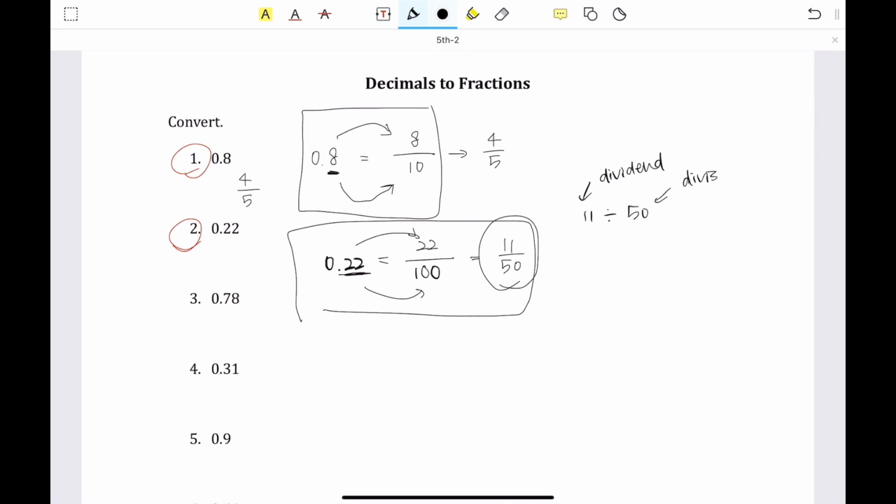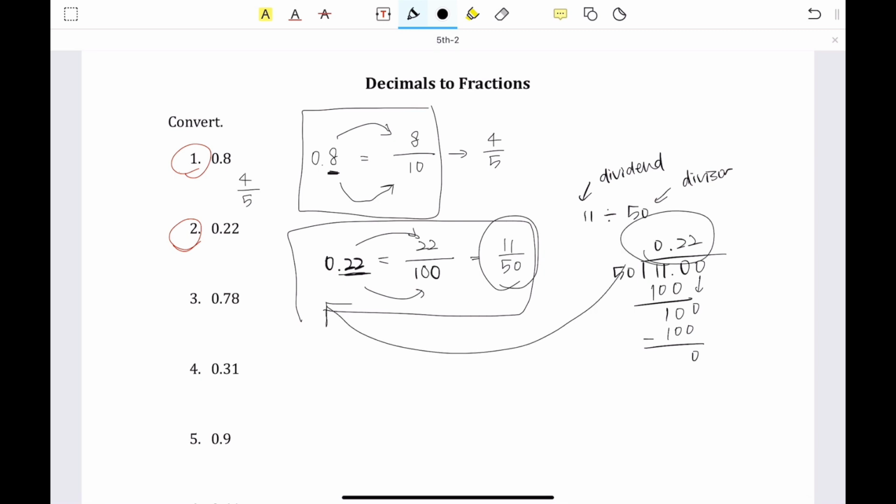Now, if I quickly work through this, 50 does not go into 11, so I'm going to add a point and a 0. 50 goes into 110 2 times at most, and 110, and I'm going to add another 0 and bring it down. 50 goes into 100 2 times. Now 22 isn't your final answer. You'll add a decimal before that, 0.22. Now this proves that this shortcut works.